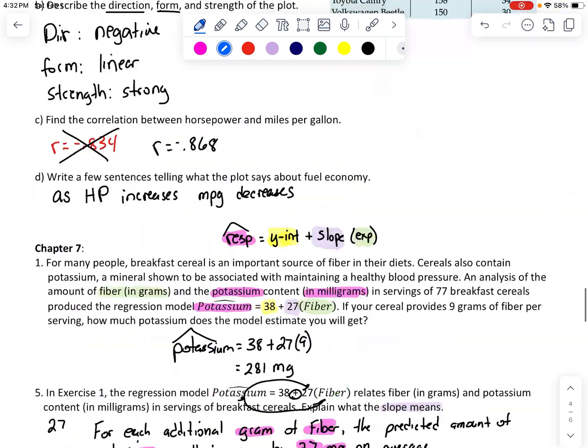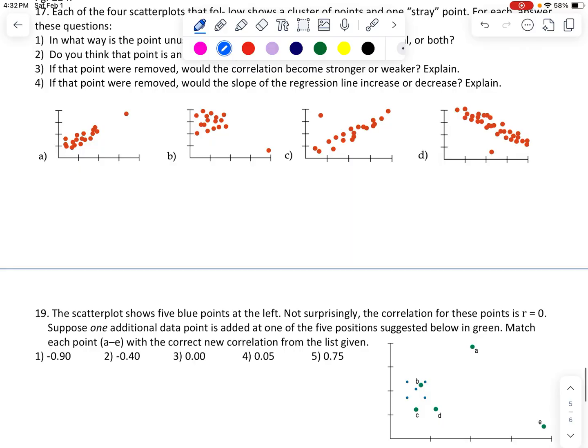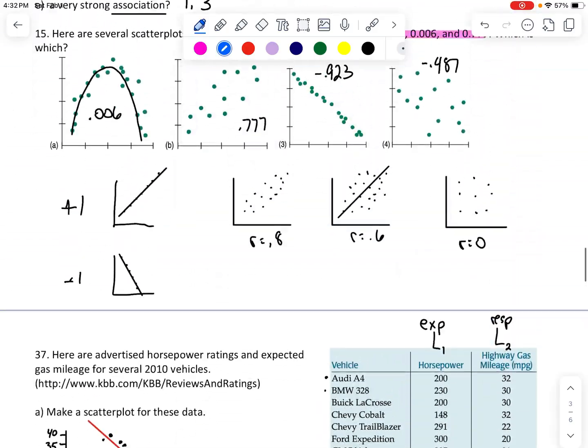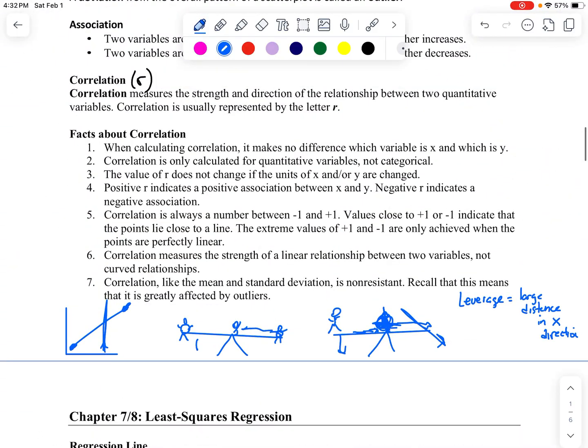So what's the other point? We'll come back to that. All right, let's look at what we have to do here. Is it unusual? Does it have high leverage, large residual, or both? And then the other keyword is influential point, and influential is going to change the slope of the regression line. So we're going to add that up here. That's the other word I couldn't think of.